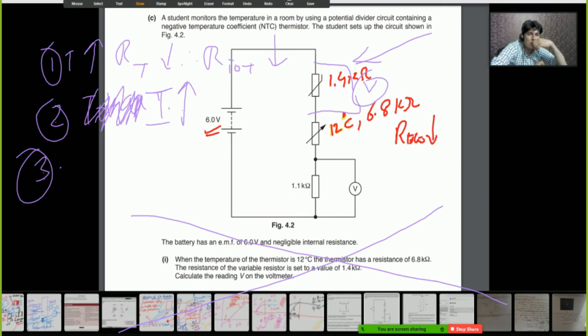No, no, no. Wait, wait. The voltage across this resistor will also increase. Okay, and this, yes, that will increase.